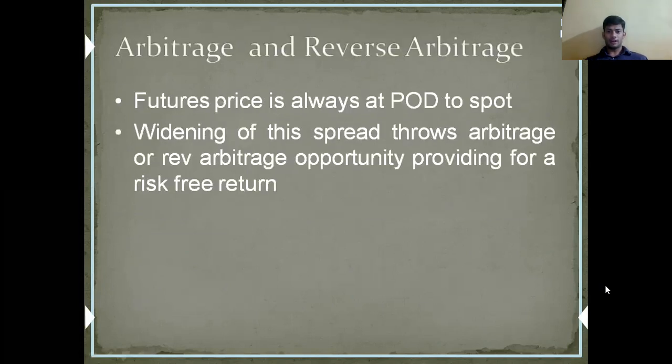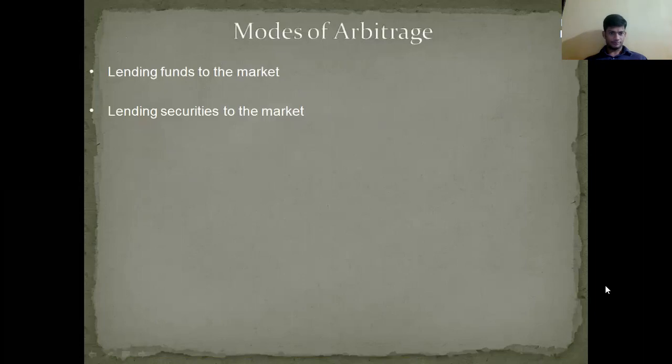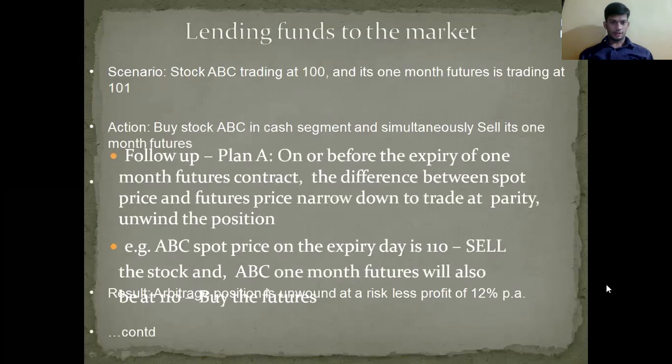Exposure arbitrage and reverse arbitrage. Future price is always at a spread to spot; through the arbitrage or reverse arbitrage opportunity, the spread provides a risk-free return. Modes of arbitrage: lending funds to the market and lending securities to the market. Lending funds to the market.